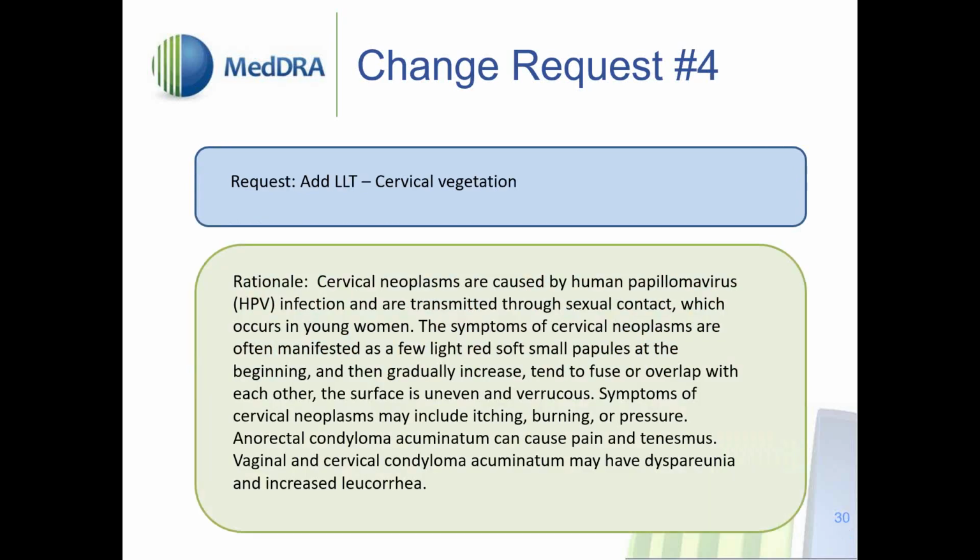The next example we had is a request to add a new term: cervical vegetation. The rationale given talks about neoplasms caused by HPV infection transmitted through sexual contact, particularly in young women. So they're talking about neoplasms here, but calling them by the term vegetation. They describe the surface as uneven and verrucous. Some symptoms may include itching, burning, pressure, and it's all about the HPV virus here as a cervical neoplasm.